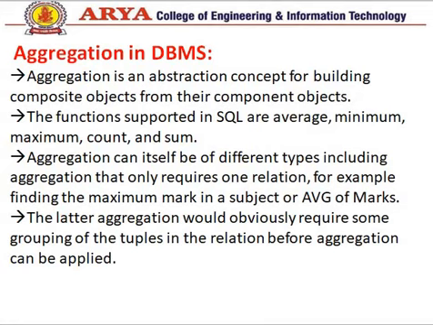Now we discuss what aggregation is. Aggregation means aggregating a number of rows, tuples, or components. It is an abstraction concept for building composite objects from their component objects. The functions supported in SQL are average, minimum, maximum, count, and sum. Aggregation can itself be of different types, including aggregation like a relation. From a relation we find the maximum marks in a subject or the average of all the marks. Those types of functions are called aggregation functions. The latter aggregation would obviously require some grouping of the tuples. When we apply any grouping function, that type of function is called an aggregation function.